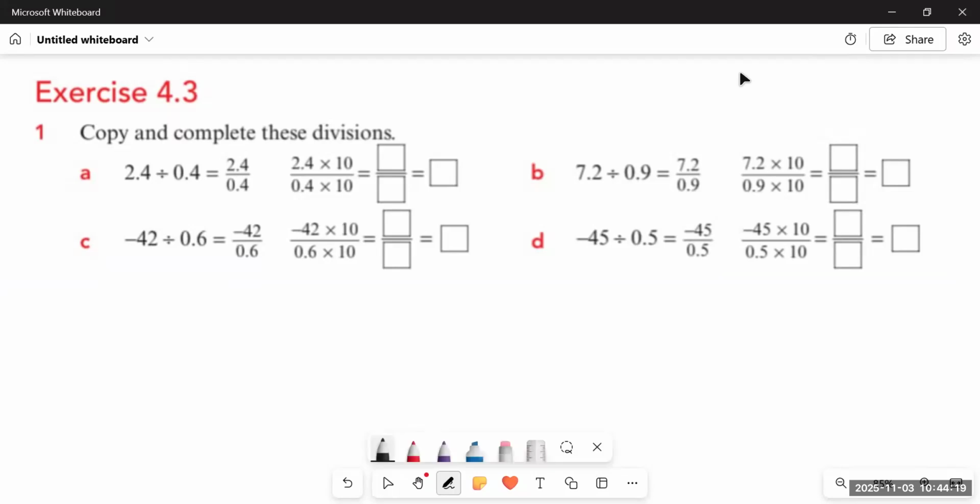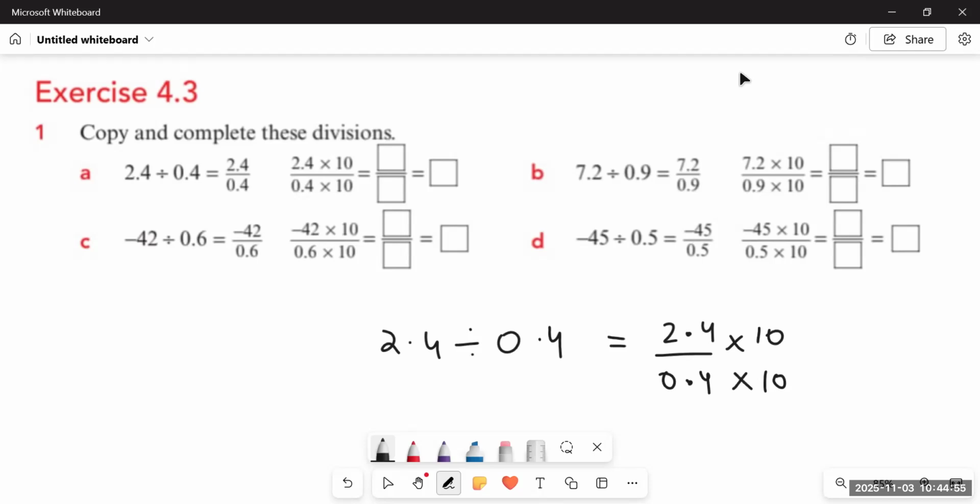What are we supposed to do if we are provided with a division like 2.4 divided by 0.4? We'll simply transform it into a fraction, 2.4 upon 0.4. Then we look for the number of decimal places in the denominator. Since there is only one decimal place in the denominator, we'll multiply both of them by 10. We cannot multiply one of them by 100 and the other by 10. We have to multiply both of them by the same number.